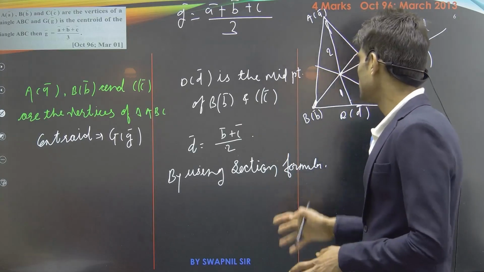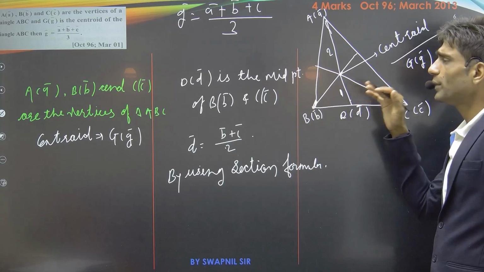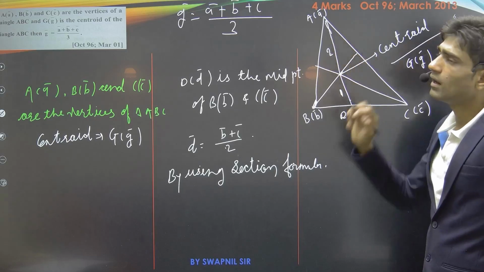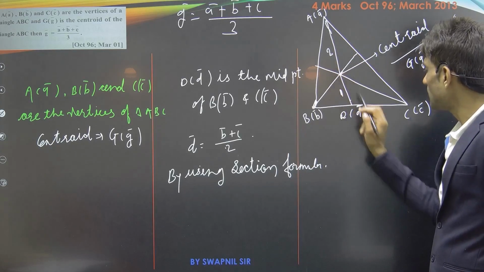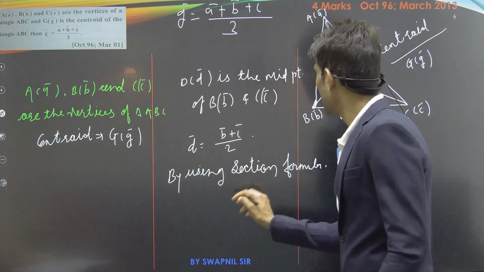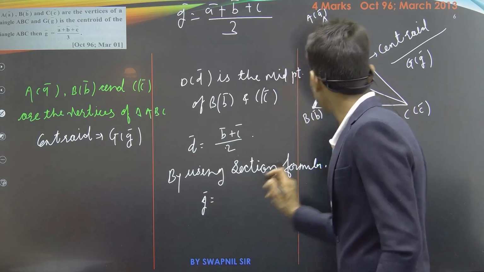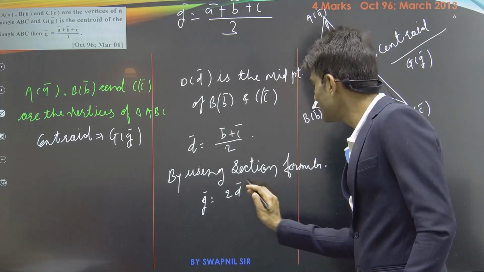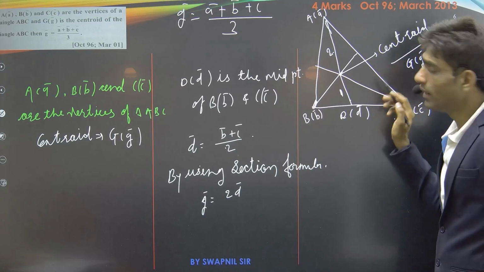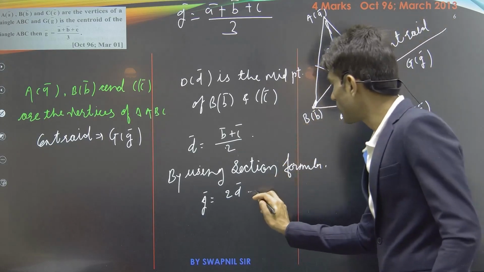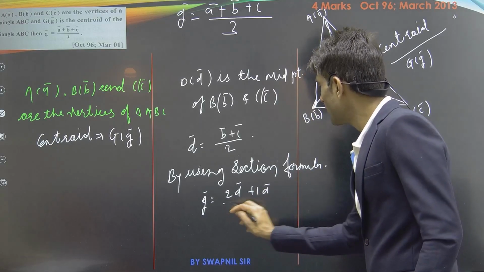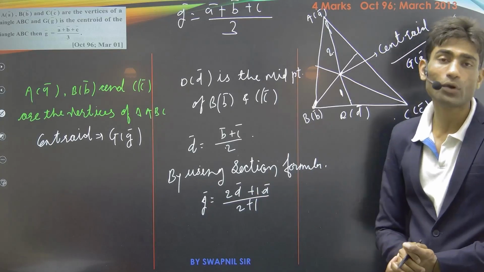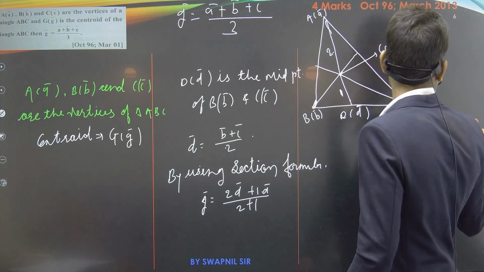Now let's go for the section formula for internal division. We have the ratio 2 to 1, that means we take the opposite ratio for their vertices. That means we can write G bar, that is the centroid G of G bar, as 2 times position vector D bar plus 1 times position vector A bar divided by 2 plus 1. That means m A bar plus n B bar upon m plus n as the position vector.